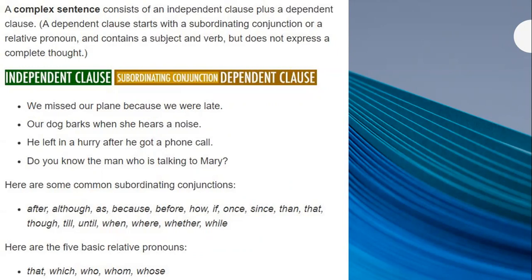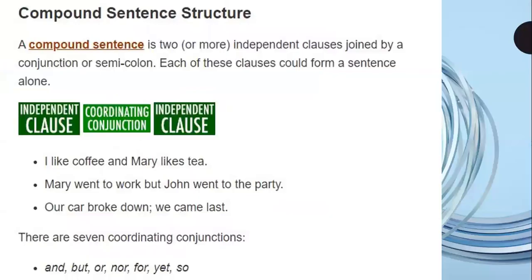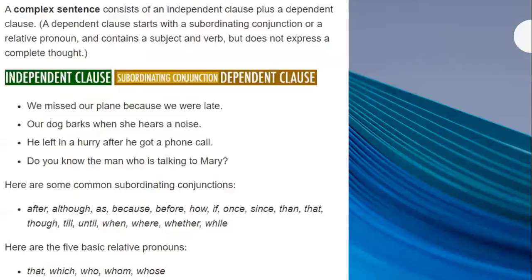Here are some common subordinating conjunctions. So we had conjunctions of and, but, or, nor, for, yet, so. Those are like the main conjunctions. You have some subordinating conjunctions that make it more. This is where you're filling in your sentence and you're trying to sound way smarter than you are. Although, because, since, once, though, till, until, where, whether, while. The five basic pronouns are that, which, who, whom, or whose, right?